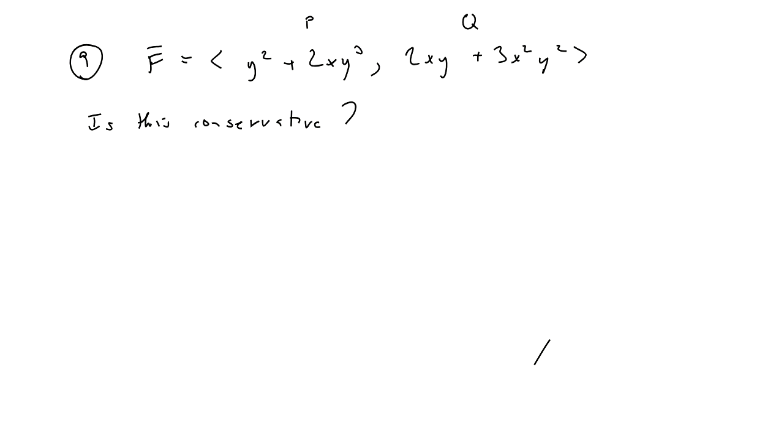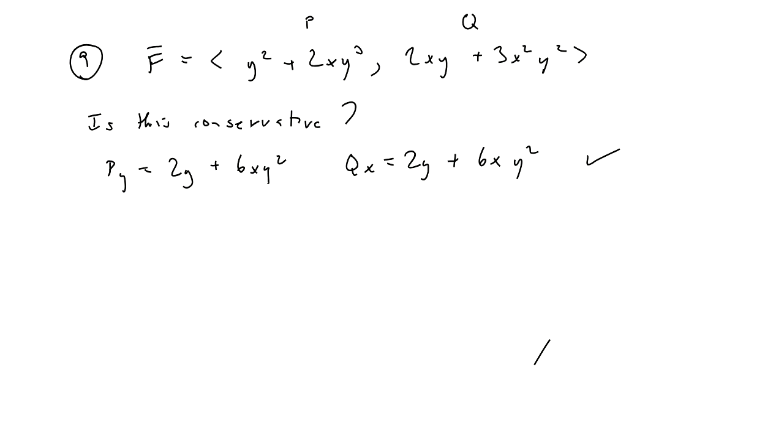So you need the derivative of P with respect to Y to equal the derivative of Q with respect to X. The second derivatives, the mixed derivatives, are the same. So here, P_y is equal to 2y plus 6xy squared. Q_x is equal to 2y plus 6xy squared. So that's okay.